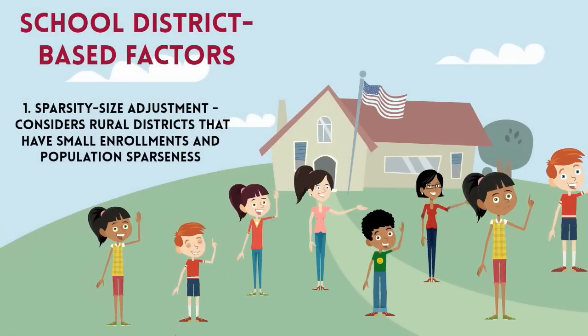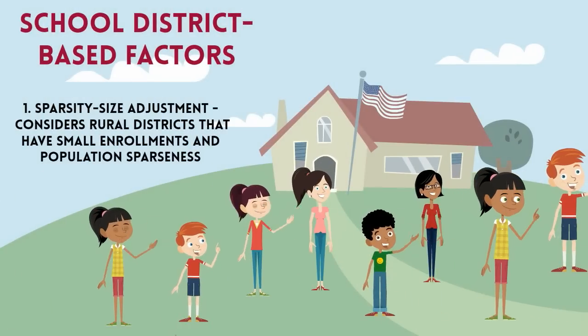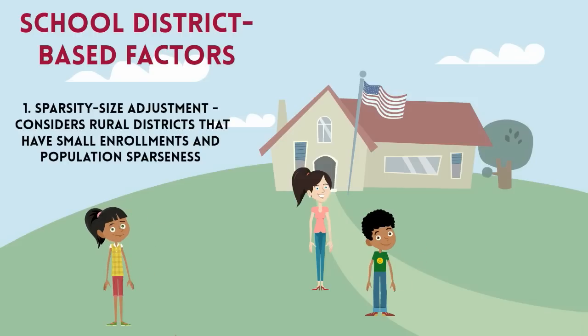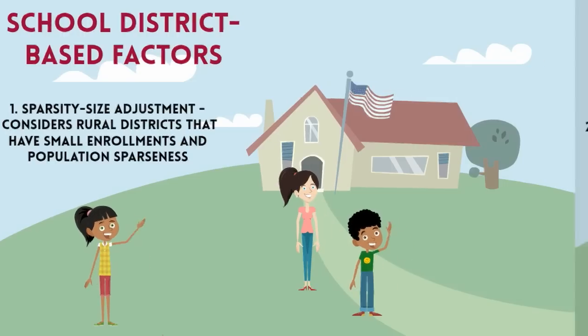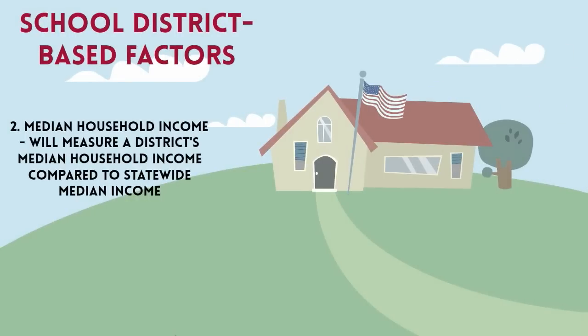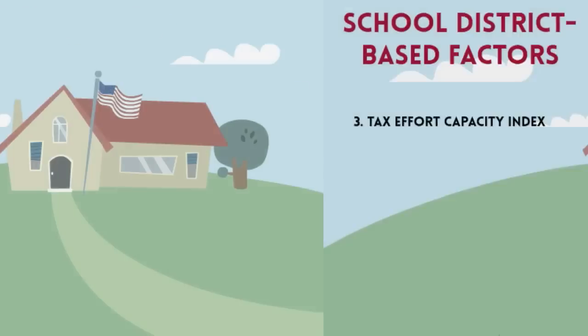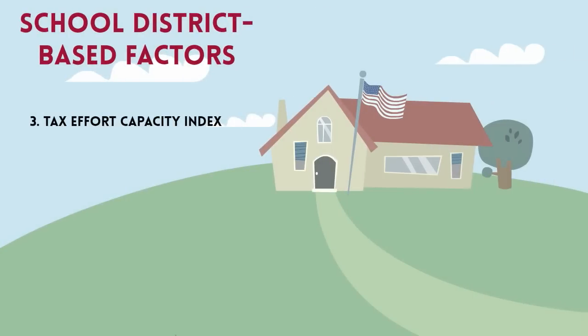Next, we'll look at the school district-based factors. The first is sparsity and size adjustment. The formula will consider rural districts with small enrollments and population sparseness. The next district-based factor is median household income compared to the state median income. This will allow the formula to gauge which districts may need more funding by looking at income levels of people living in the community. The last school district-based factor is tax effort capacity index. Put simply, this measures how much revenue a school district raises based on local tax revenue and median household income. This is then compared to the statewide median household income. Adjustments are made for excess spending by a district.